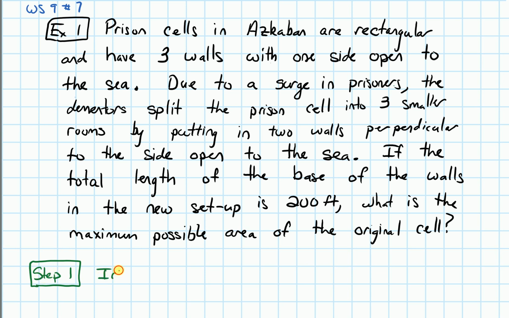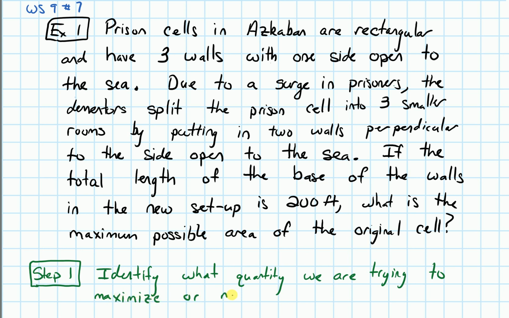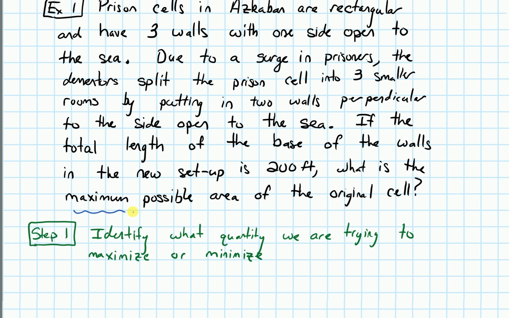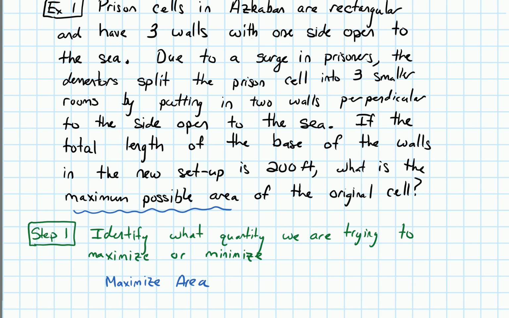So step 1 is we identify what quantity we are trying to optimize, which means to maximize or minimize. Okay. So this question asked us, what is the maximum possible area? So it wants us to maximize, because it said maximum, it wants us to maximize the area. All right, and that's it for step 1. We've identified the quantity we want to maximize or minimize. We figured out, oh, it's the area, and we want to maximize it.